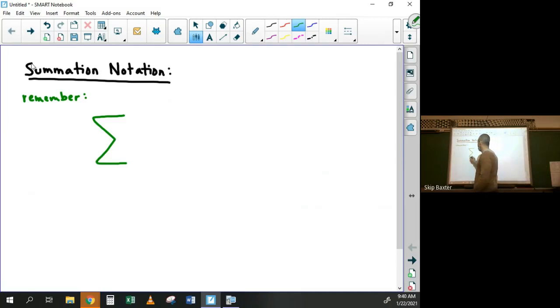Sometimes they'll have stuff on top of it, like k equals 3 to 5 of k squared, or something like that. Okay? This letter k is sometimes called the index of the summation. The 3 is the starting point. The 5 is the ending point.